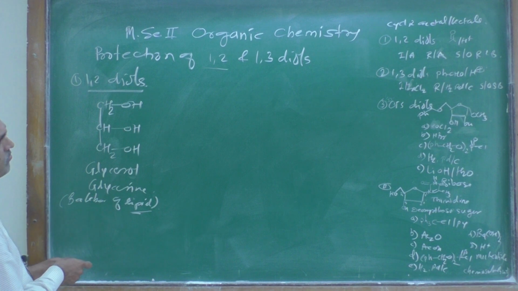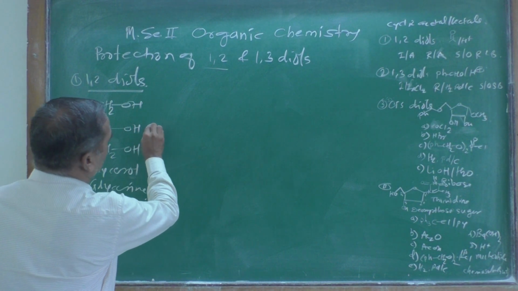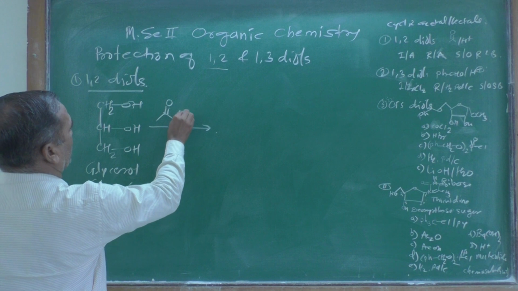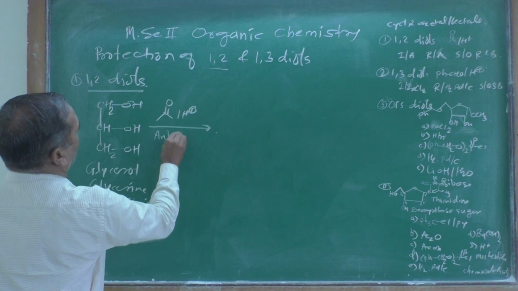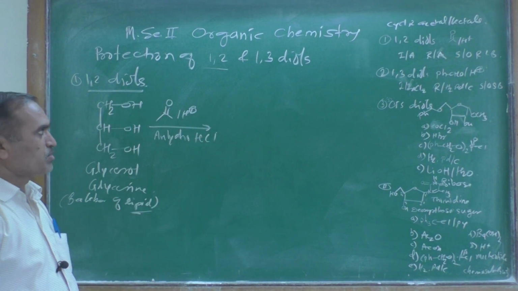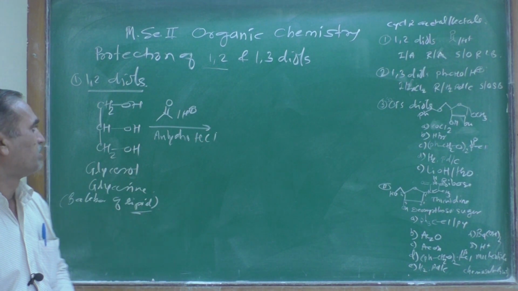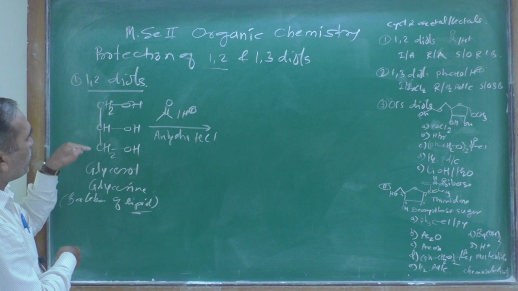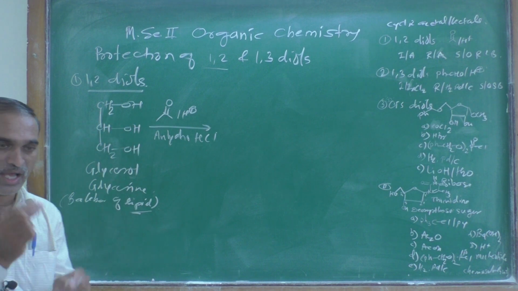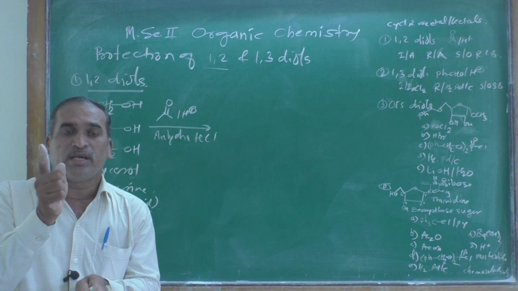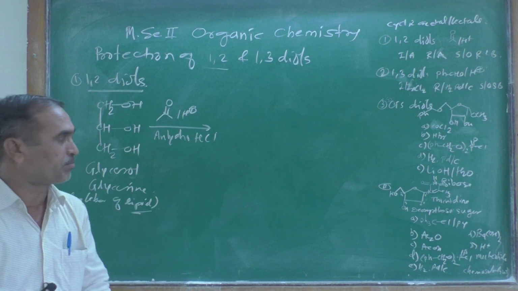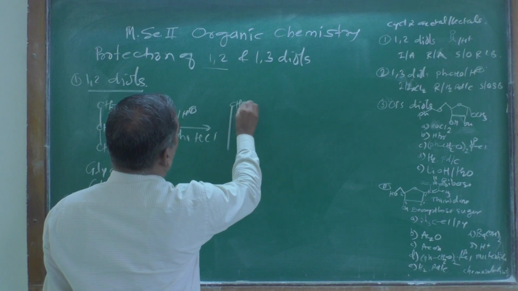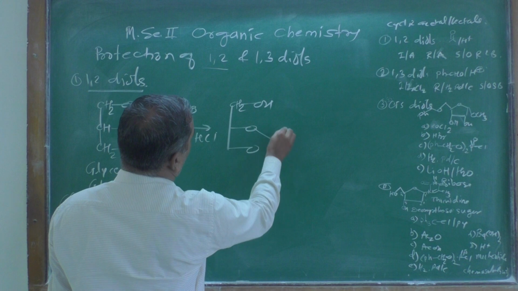Now what we are going to see here: if this compound glycerol is treated with acetone in the presence of H plus, meaning anhydrous hydrochloric acid, what is going to happen? The speciality of acetone is that the 1,2 adjacent diol gets protected by using acetone, and therefore it is highly specific. Only the 1,2 hydroxyl groups get protected, and what do you get here? You are going to get this type of compound, with CH2OH.